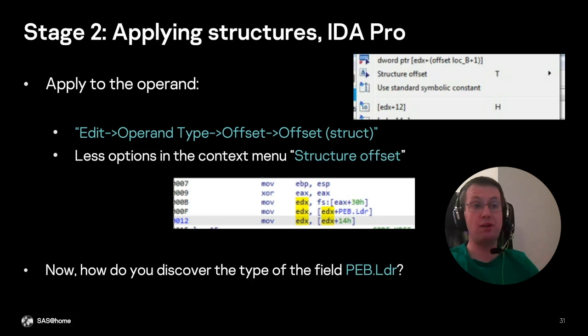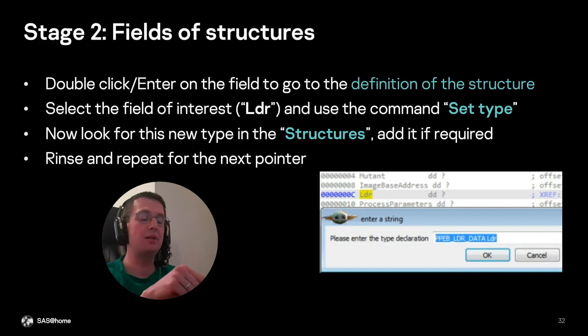We use references. We use our LDR name. We double click on the LDR name and we end up in the structure subview. And there we use the command edit type and we see the type of the field, and that is PPEB LDR data. What we would want to do then is go to the structures and add another structure by this type. The problem is there is no such type.